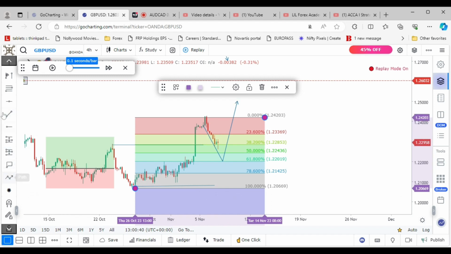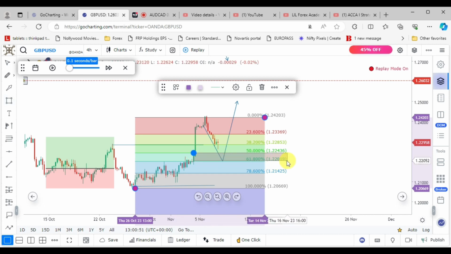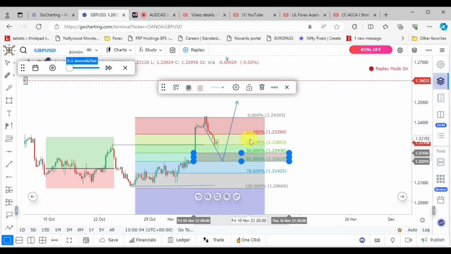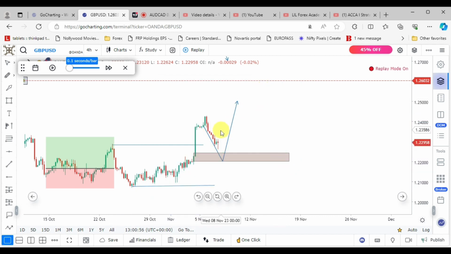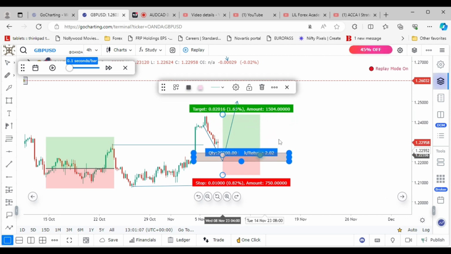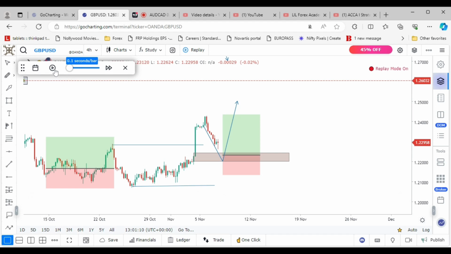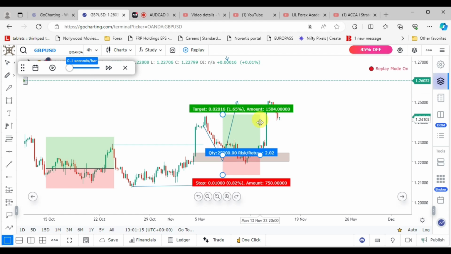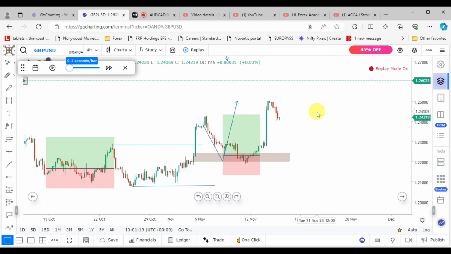And I want to map my level 50 and 61. So I'll just draw a rectangle within level 50 and 61. What I'm waiting for is for this market to drop to this zone, and I'll pick my buy. So let's just put a long to the previous high. Let's play to see what will happen, and the market comes to trigger the entry, and then boom, the market moves back up. It's just as simple as that.